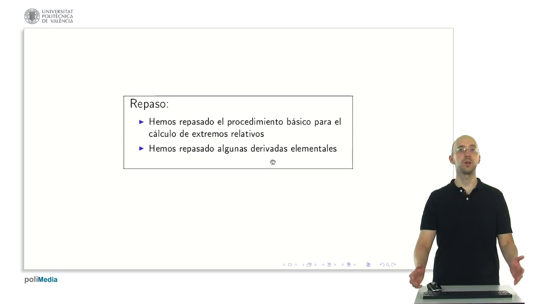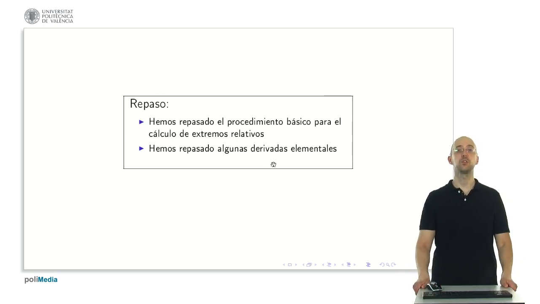We've gone through the fundamental steps for calculating relative extrema and some basic derivatives. I hope this knowledge will prove valuable in the future.